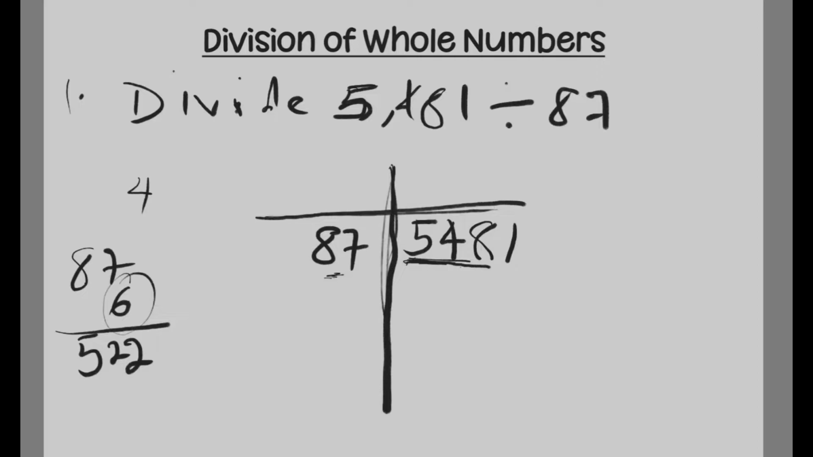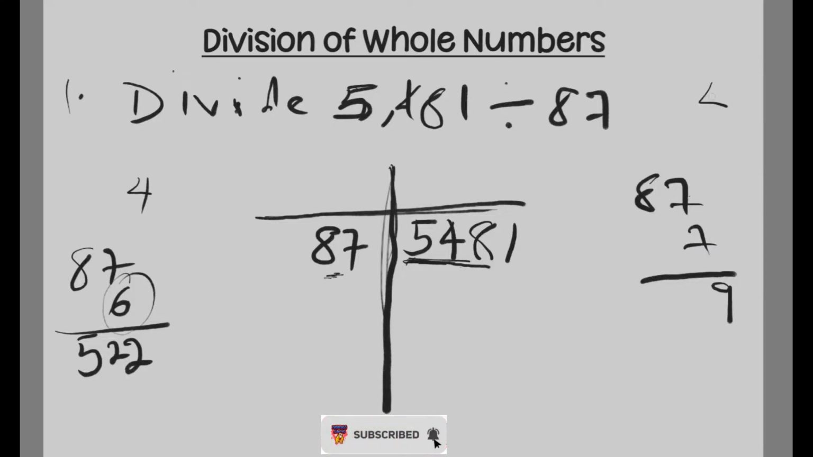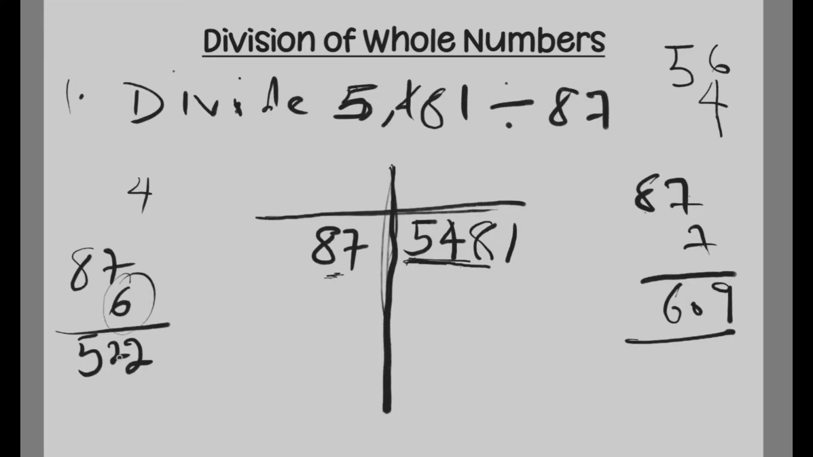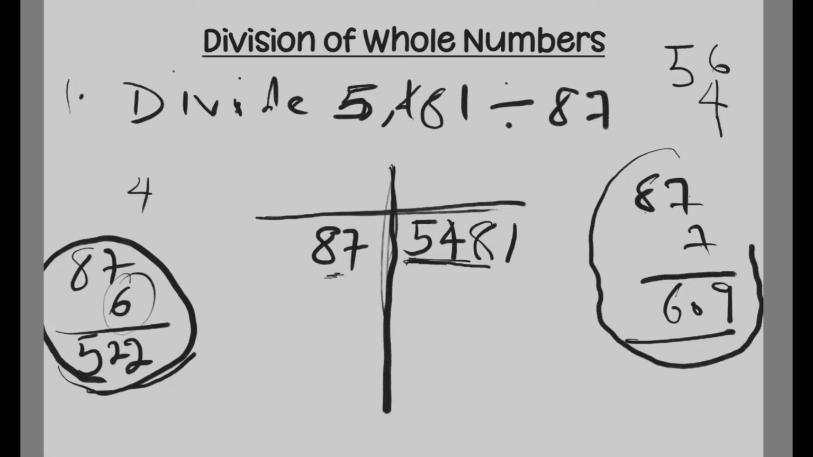Let me use 87 times 7. So 7 times 7 is 49. 9, carry 4. 7 times 8 is 56. 56 plus 4 is 60. So I have 609. So I'm going to use the number here, this one that I'm circling right now, because it is not above 548. I cannot use the number 7, because when I times 7 times 87, it gives me a number that is above 548.